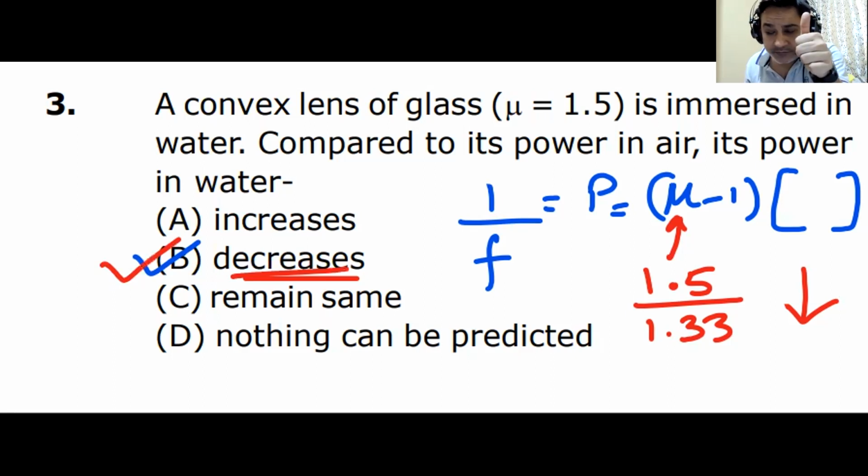Now, instead of power, if I would have asked what happens to the focal length of the lens? Does it go up? Does it go down? Does it remain same? Or I cannot tell you, I don't know. If I change the question from power to focal length, what happens to the focal length of the lens? Does it increase? Does it decrease? Remain same? I don't know, sir. I am new in the town.